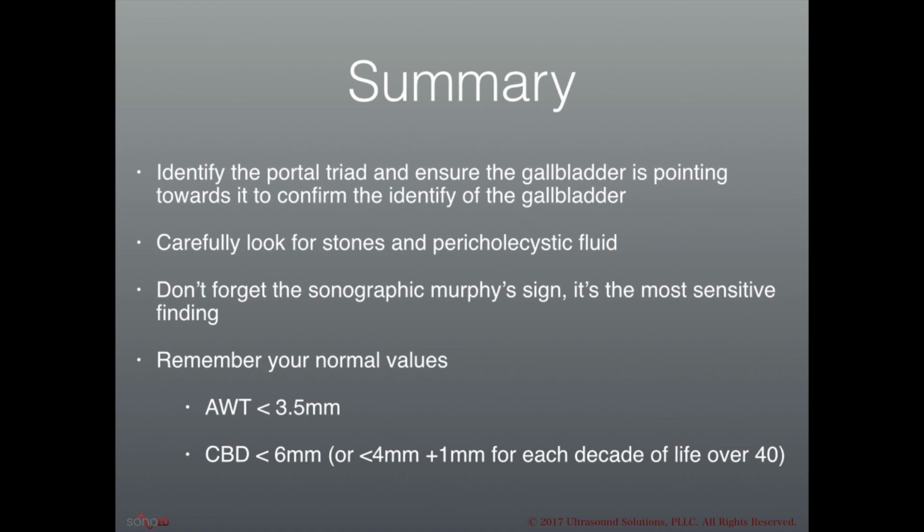And then remember your two normal values, the anterior wall thickness being less than 3 to 4 millimeters, and the common bile duct either being less than 6 millimeters or less than 4 millimeters plus 1 millimeter for each decade of life over age 40.